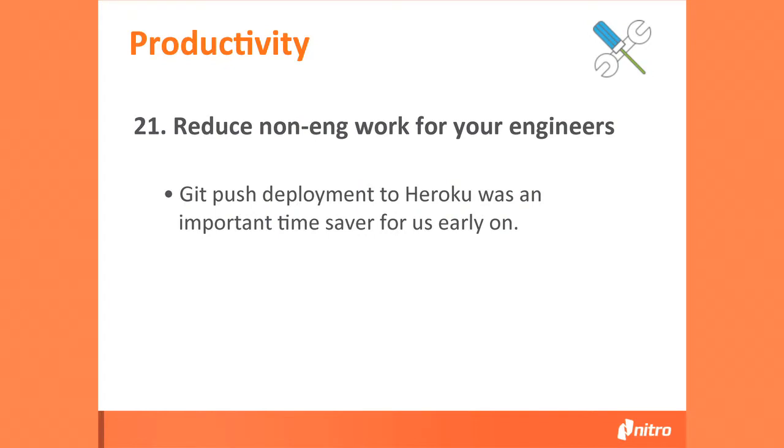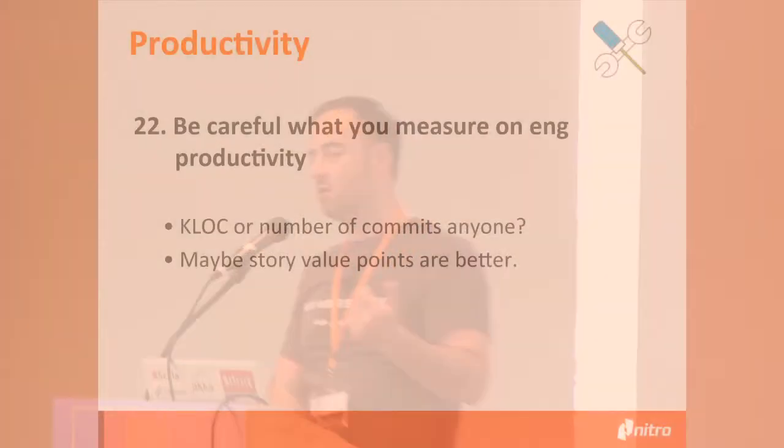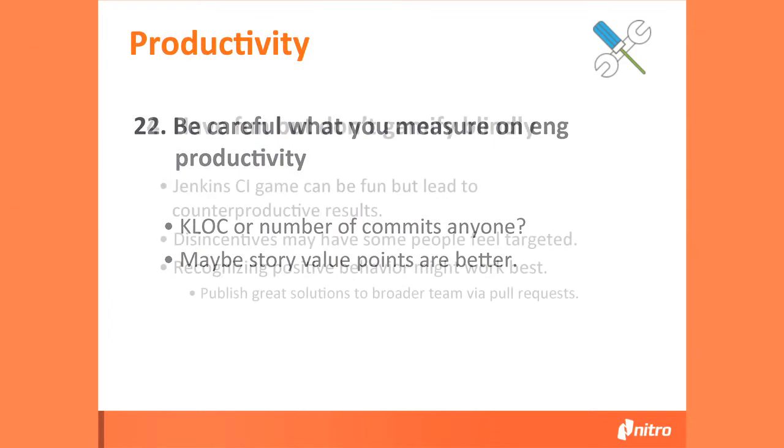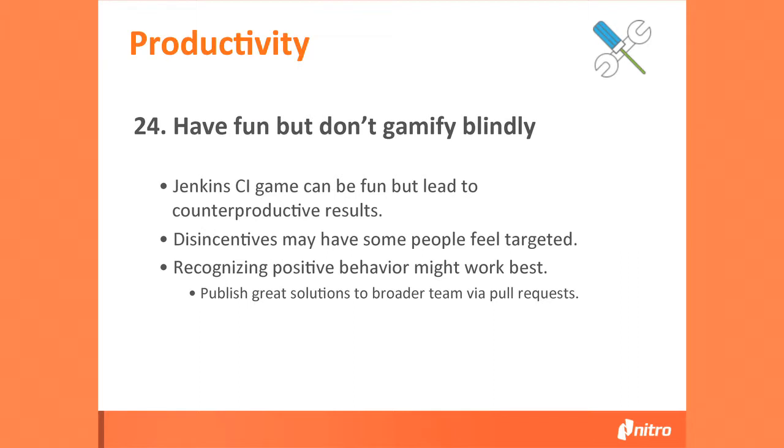Productivity: engineers are really expensive as resources, so you want to make sure that you reduce non-engineering work for your engineers. Early on, before we had even the DevOps team, where we could afford resources like that, we were all just pushing directly to get push deployments to Heroku. Be careful what you measure when it comes to productivity. Number of lines of code, comparing number of commits might actually gamify things the wrong way, and you might be gamifying blindly.